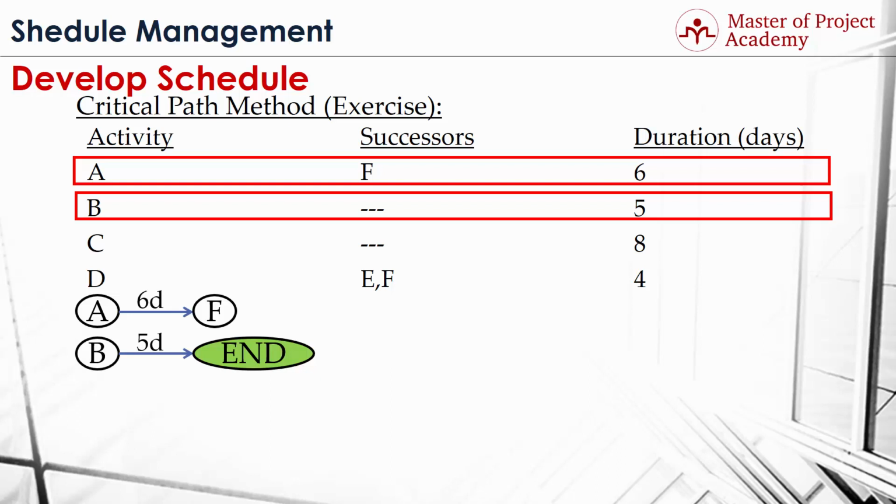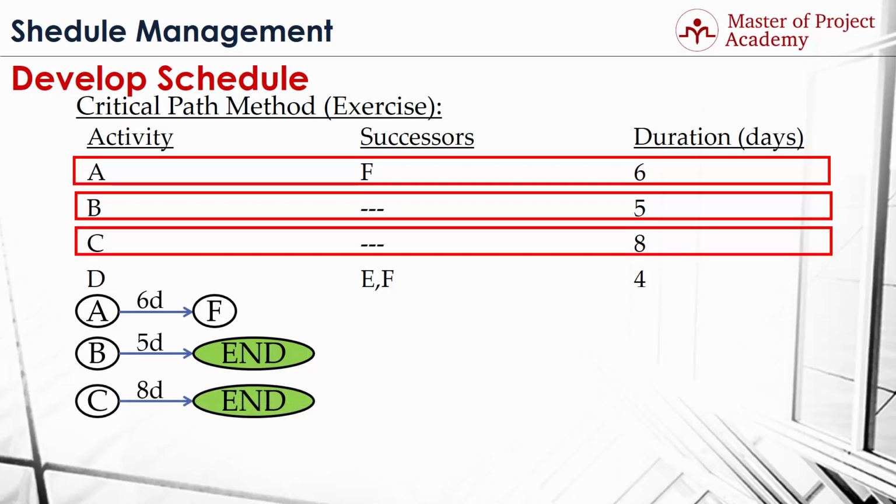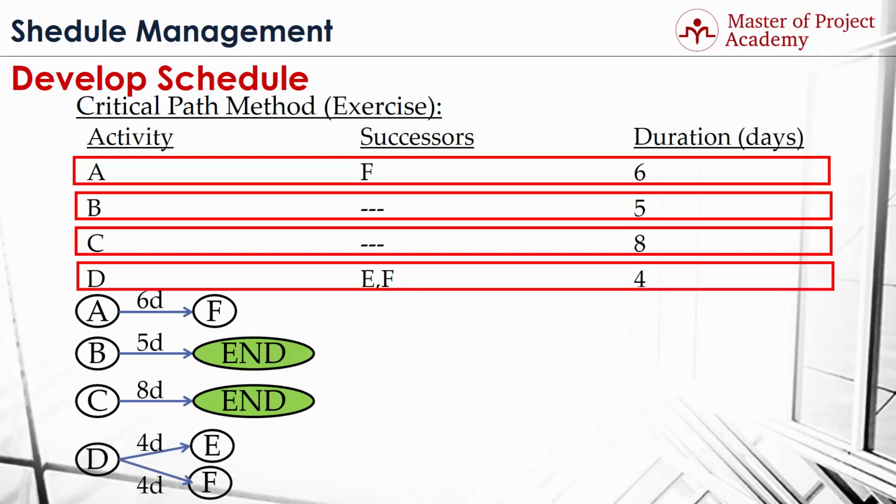Similarly, we have to define activity B's relationship. Since it has not any successors, it must be one of the latest activities in the project, and the project should end after these activities. Similarly, activity C is also the last activity of the project, and its duration is 8 days. And for activity D, it's followed by 2 activities, activity E and F, and its duration is 4 days. Here we draw the relationship of these 3 activities, as you see on the screen.